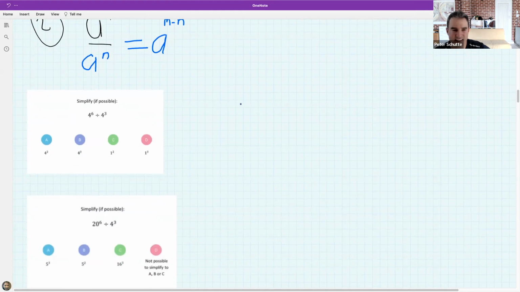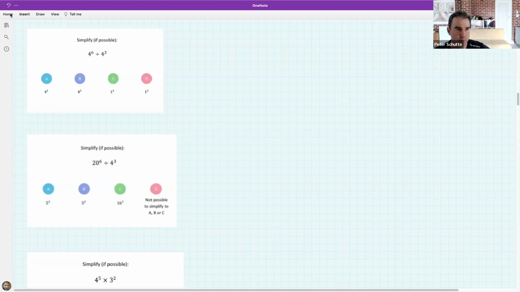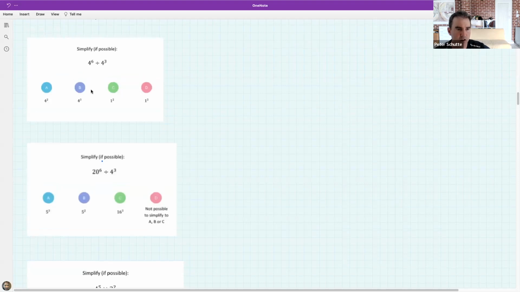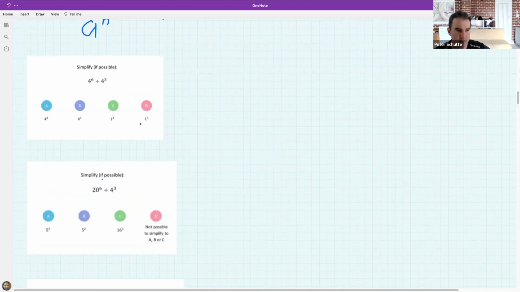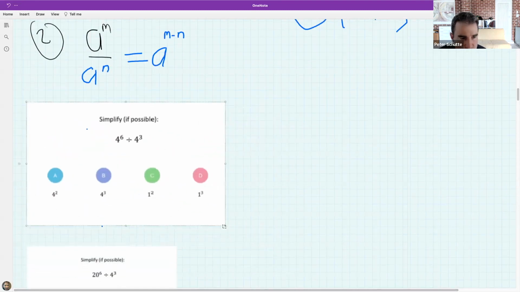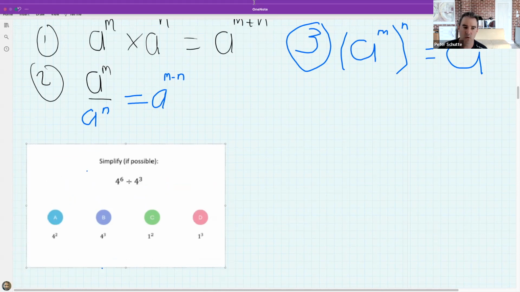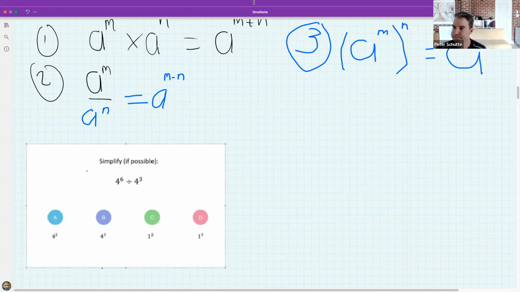Well, let's do a slightly more spicy one before we have our break. So I'm not going to do this first one here because, well, maybe I should. Let's do these two for the break. I want to know what is the answer to this one to start with. So simplify 4 to the power of 6 divided by 4 to the power of 3. And I want you to tell me what the correct answer for that is in the chat.